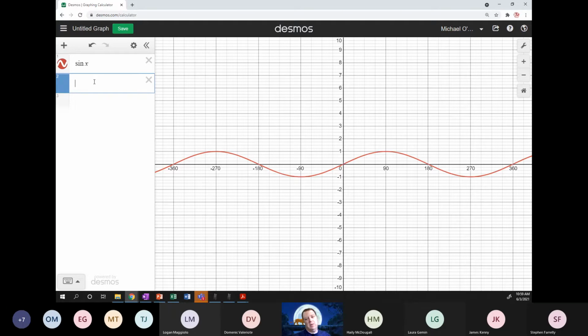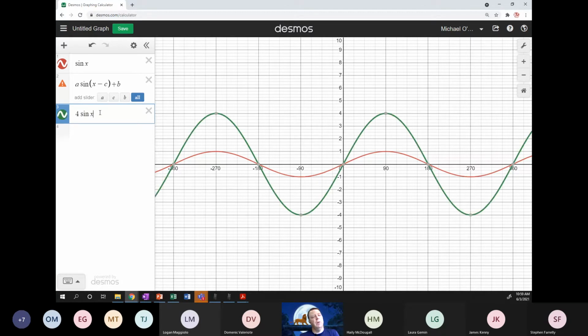So here's my first question. If we're working with the formula a sine bracket x minus c plus b, okay? If we're working with that formula, if I change a, what's going to happen? So let's change a to like 4 sine x. What changes? Does the amplitude change? Does the period change? What changes there? Can anyone tell me?